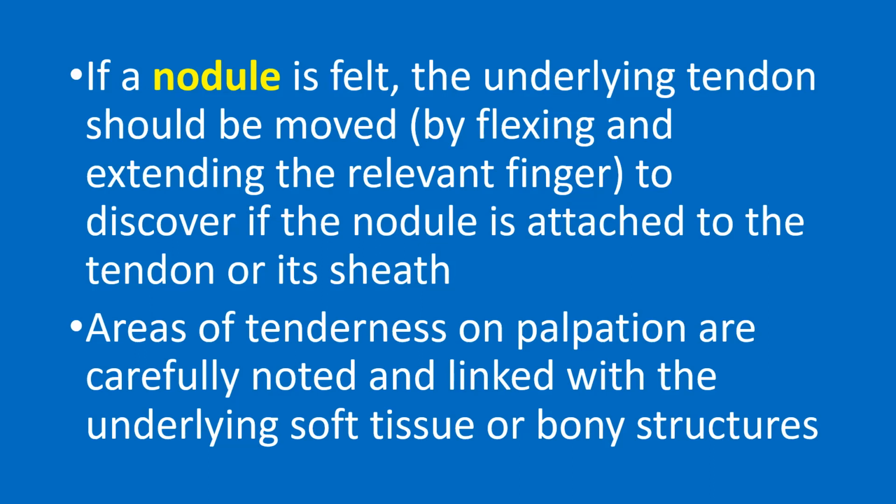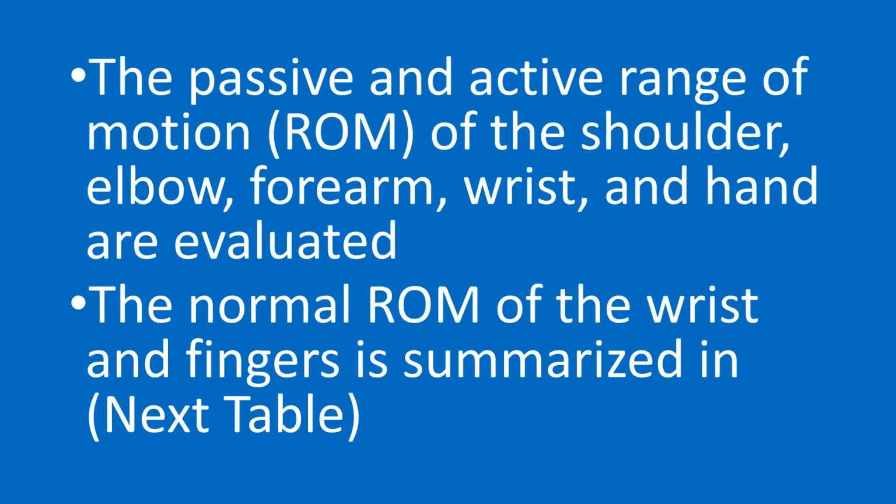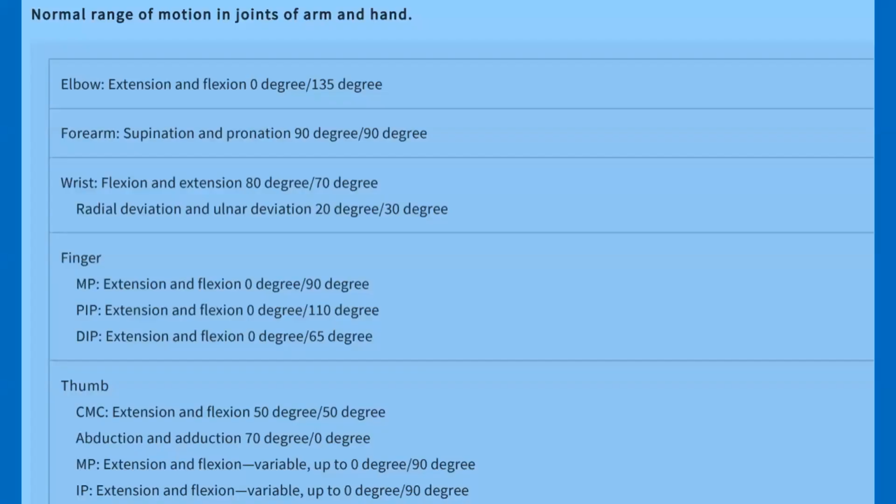Areas of tenderness on palpation are carefully noted and linked with the underlying soft tissue or bony structures. The passive and active range of motion of the shoulder, elbow, forearm, wrist, and hand should be evaluated. The normal range of motion of the wrist and fingers is summarized in the next table. You should know that the elbow extension is from 0 to 135 degrees. Pronation and supination is 90-90. Wrist flexion, 80-70. Radial deviation is 20. Ulnar deviation is 30 degrees. You have to know these ranges of motion.